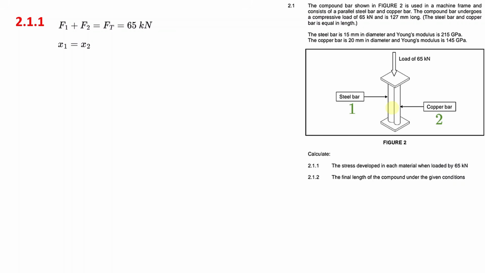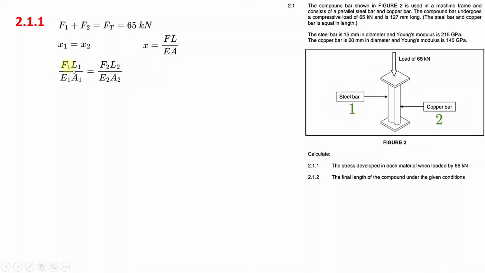Okay, now what does that mean? You will remember the equation for shortening. And so if we adapt it to the steel and the copper, this is what we will have. X1 will be F1L1 divided by E1A1. This must be equal to F2L2 divided by E2A2. Now, in this case, F1 is not equal to F2. I explained that earlier, okay? F1 is not equal to F2. But when you sum them together, then you get the total load that is compressing the system.